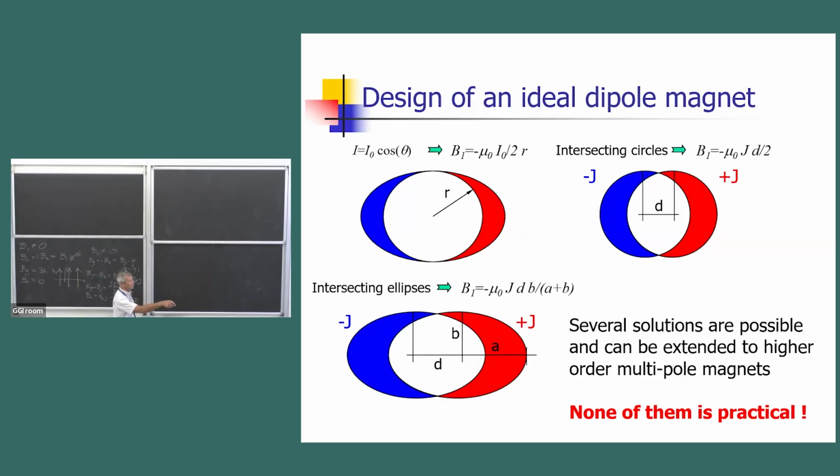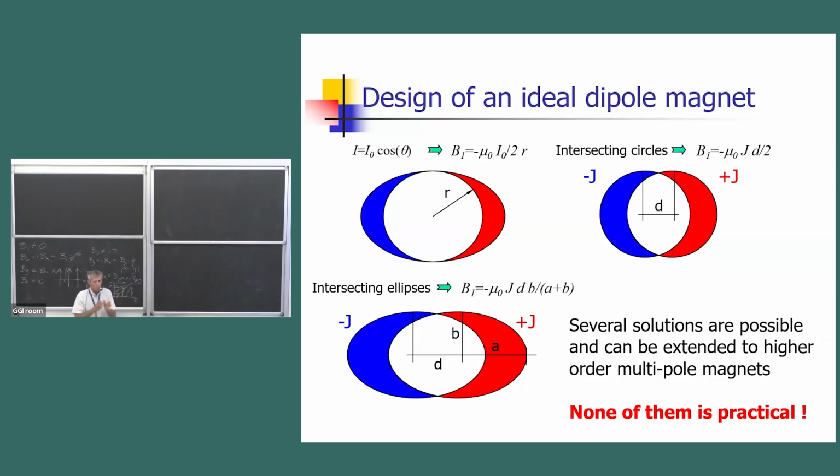We can do the same if you have two bars of positive and negative current density. You intersect them. The intersection is zero current, plus, minus, minus. So there's no current here. There's positive current density, negative current density. You get a perfect dipole field here in the intersection. The same you can do, like with the circles, with ellipses.